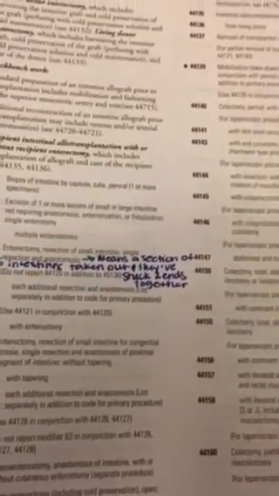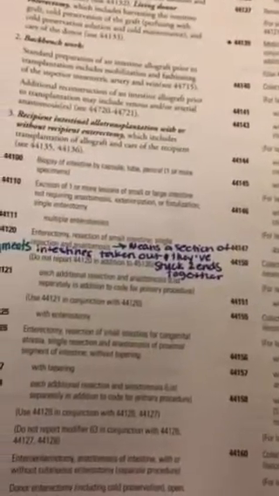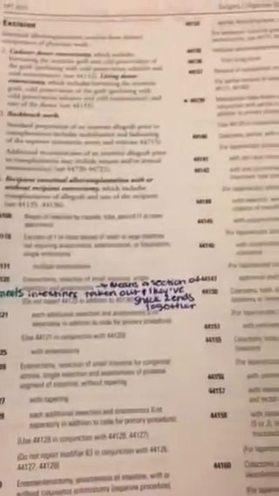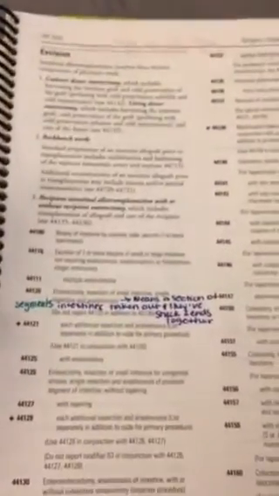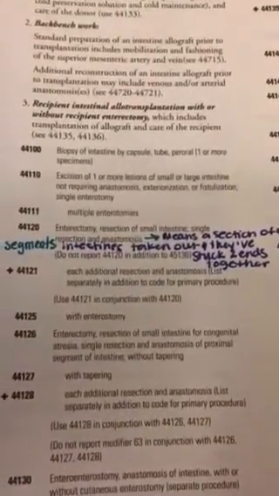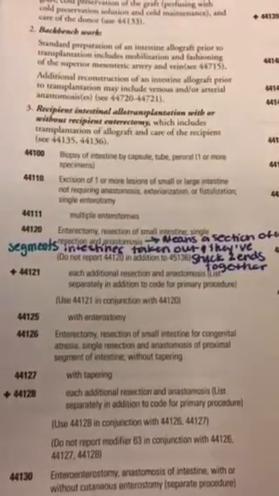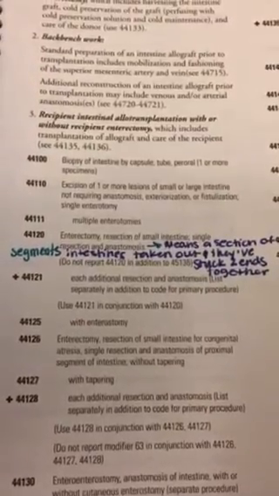If you go over to page 193, we start with the excision codes of the intestines. Again, we're still talking about the intestines. You have excisions. A couple of things that you should note. Code 44120 is an enterectomy, resection of the small intestine, single resection, and anastomosis.